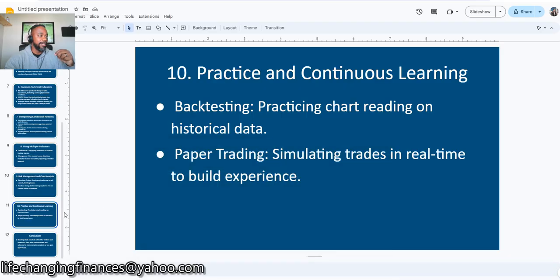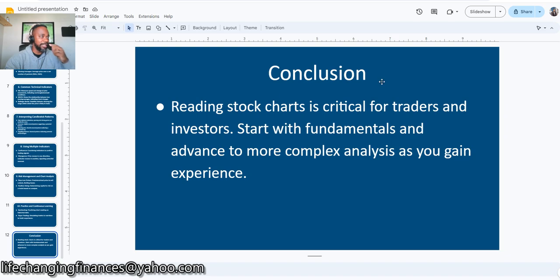Okay. Now, let's go ahead and talk about the conclusion here. Reading stock charts is critical for traders and investors. Start with fundamentals and advance to more complex analysis as you gain experience. So overall, in a nutshell, guys, it's just going to take a lot of practice, a lot of dedication, a lot of patience, persistence, hard work, blood, sweat, tears, maybe, and for a lot of you guys, but it's going to be worth it in the end.